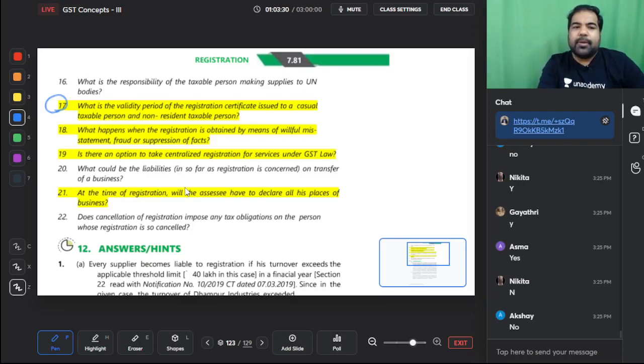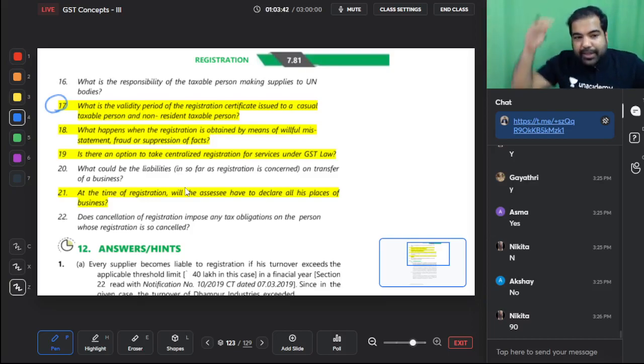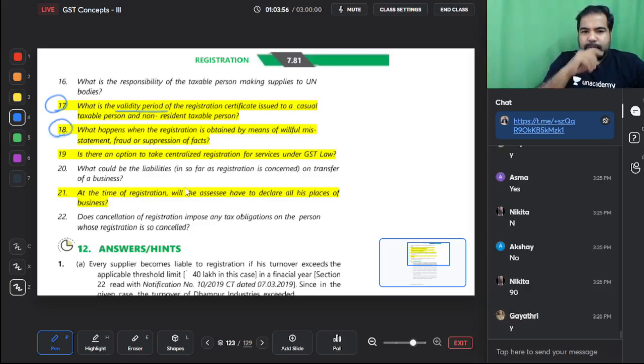What is the validity period? No, guys, wrong answers. 90 days is not the validity period. The number of days applied for, or 90 days, whichever is lower, that's the right answer. I hope you're understanding. 90 is the maximum. They've not asked maximum, they've asked validity period. 18th question.